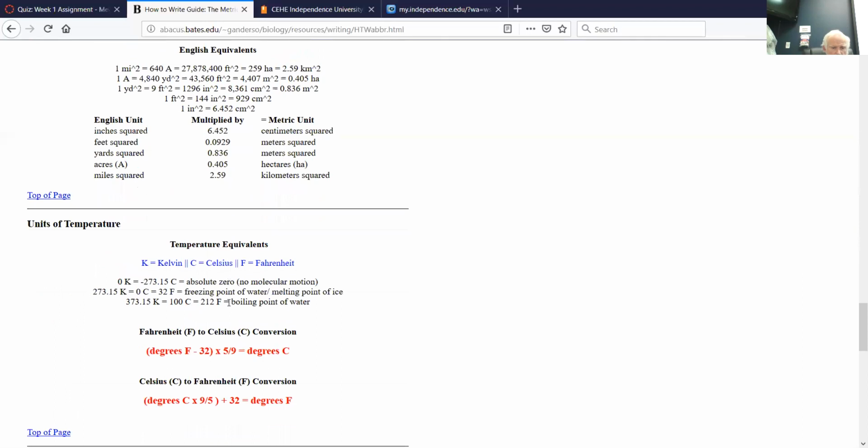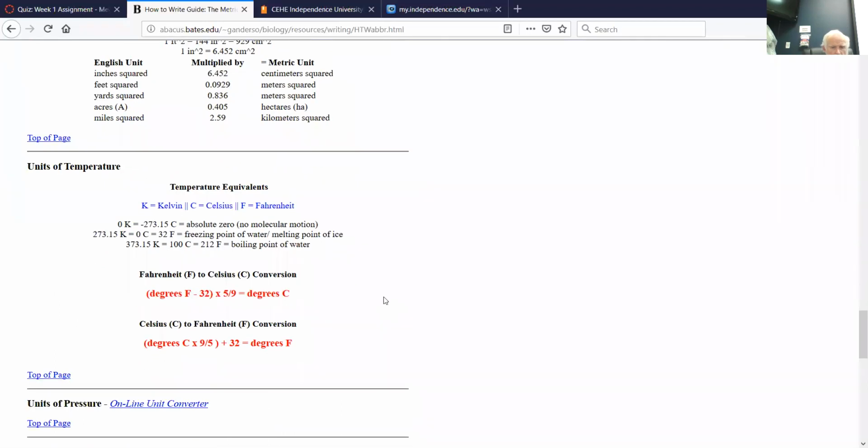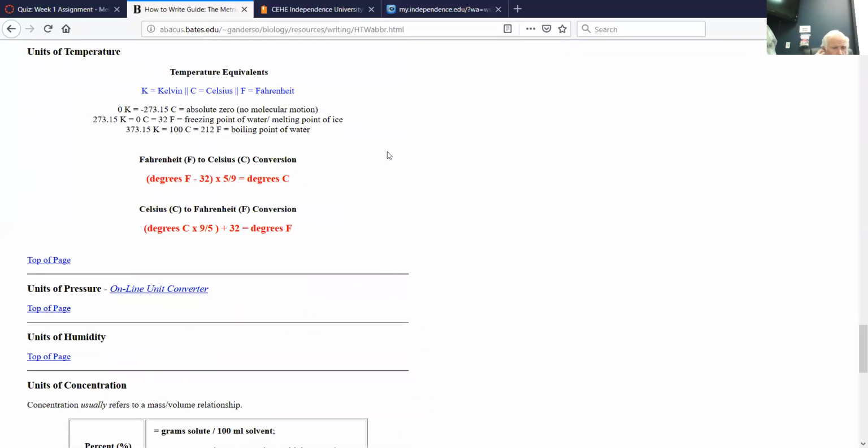Now, we don't care about area. We do care about temperature. We have Fahrenheit and Celsius. Officially, the metric system uses something called Kelvin degrees, which starts at what we call absolute zero, a point that's impossible to get to because there's absolutely no molecular motion at that temperature. That's minus 273.15 degrees.